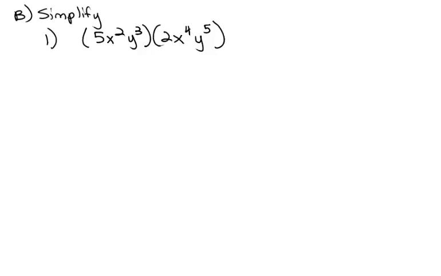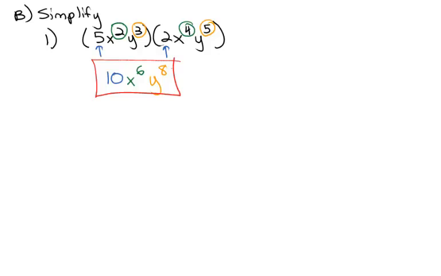We know when we're multiplying, we can add exponents together. First, starting with the numbers, though, 5 times 2 is 10. Then on the x's, we can add the exponents. X squared and x to the 4th is x to the 6th. And finally, on the y's, we can add the exponents as well. 3 plus 5 is 8. And so we have our final solution, 10x to the 6th, y to the 8th.